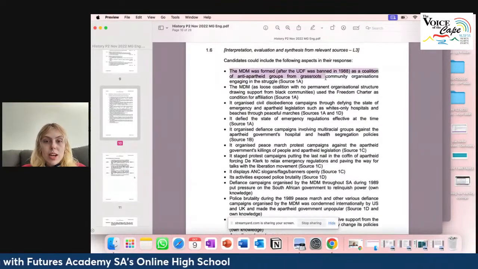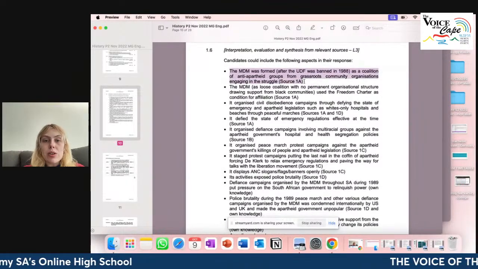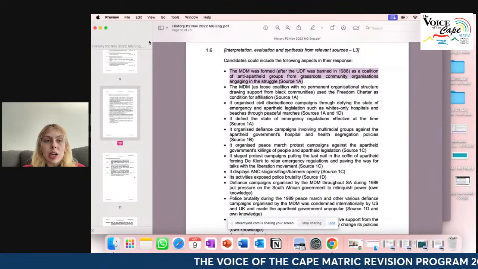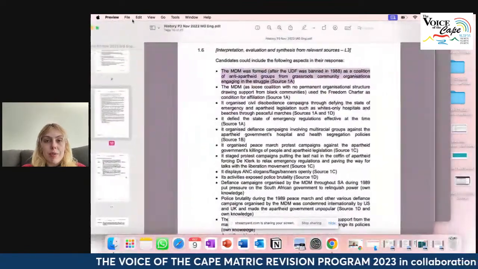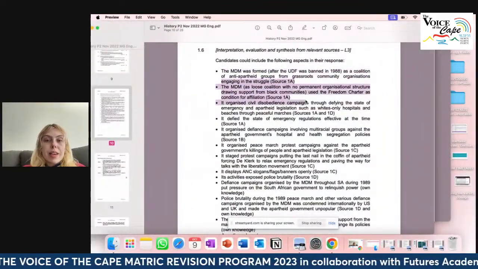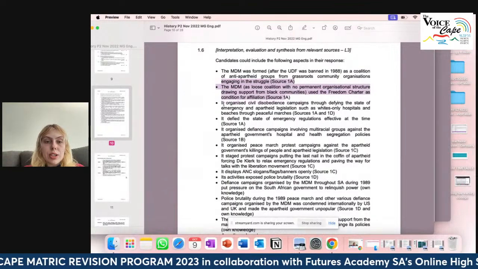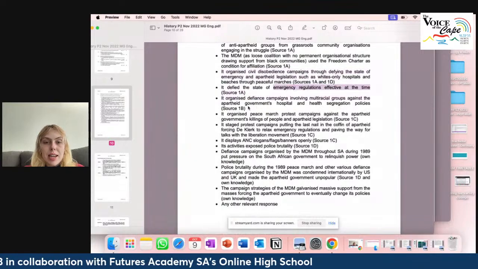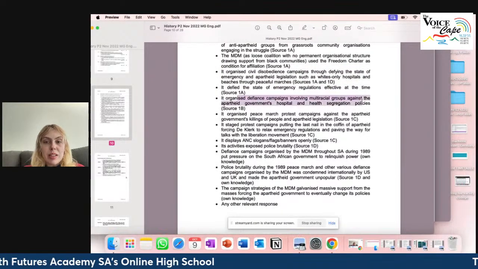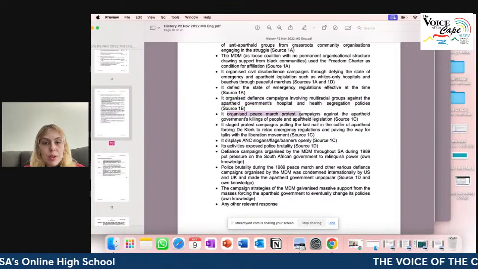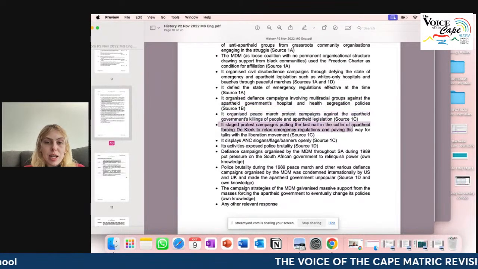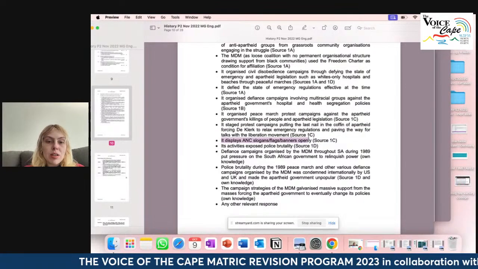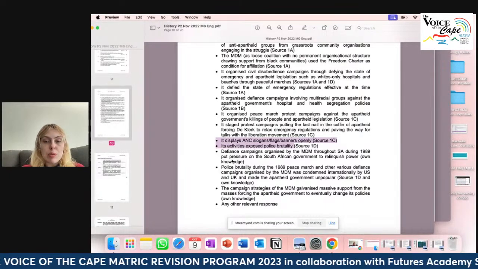So, source 1A: the MDM was formed as a coalition of anti-apartheid groups from grassroots community organizations engaging in the struggle. This is taken exactly from how it is in the source. They used the Freedom Charter as a condition for affiliation. It organized civil disobedience campaigns. It defied state of emergency regulations. It organized defiance campaigns involving multiracial groups. It organized a peace march protest campaign. It staged protest campaigns, displaying ANC slogans, flags and banners openly. Its activities exposed police brutality.